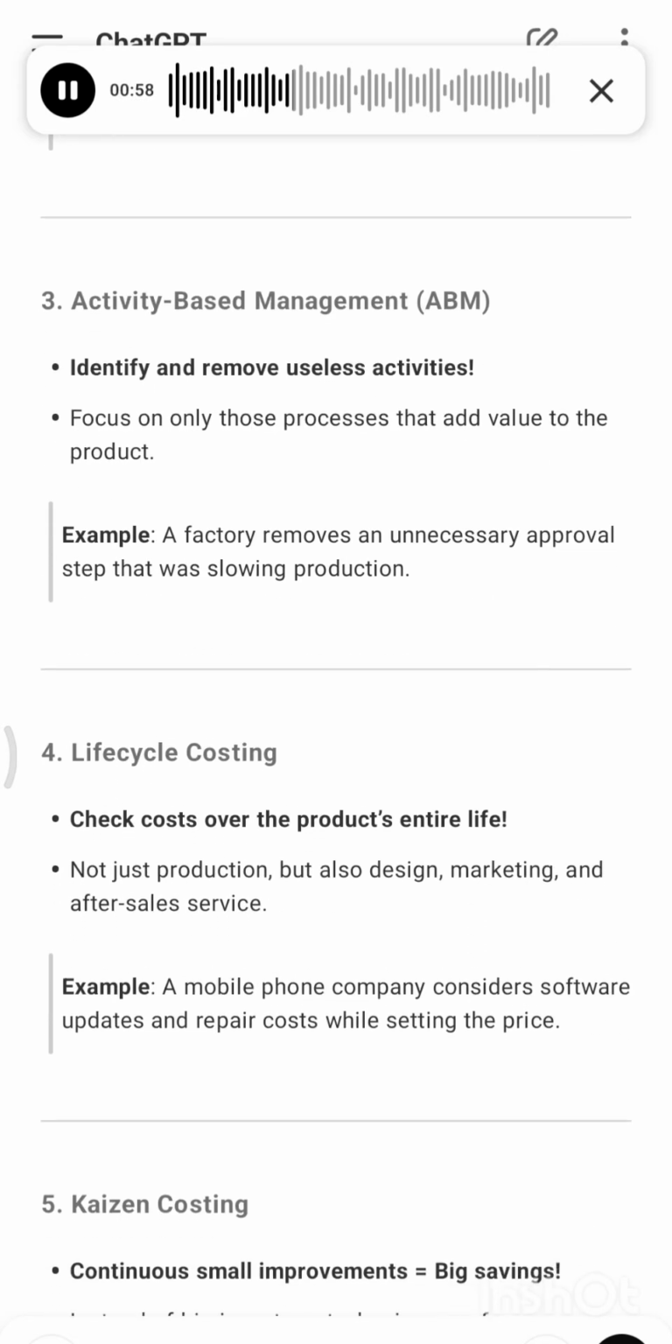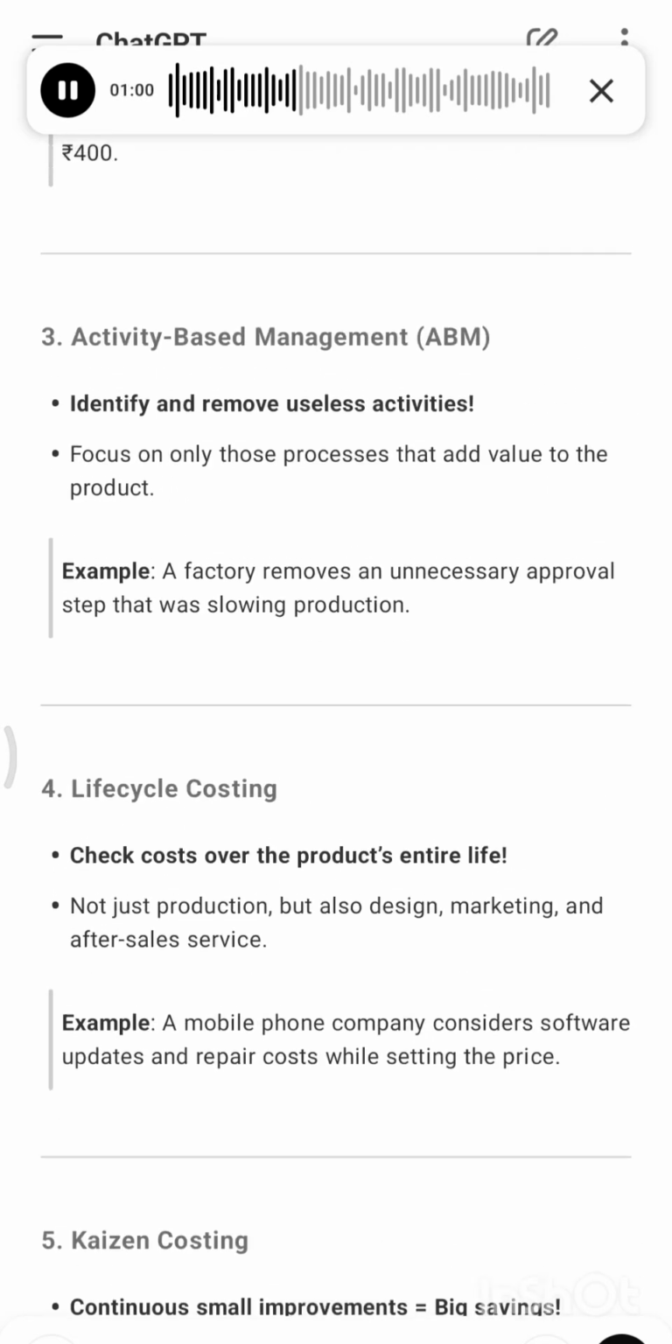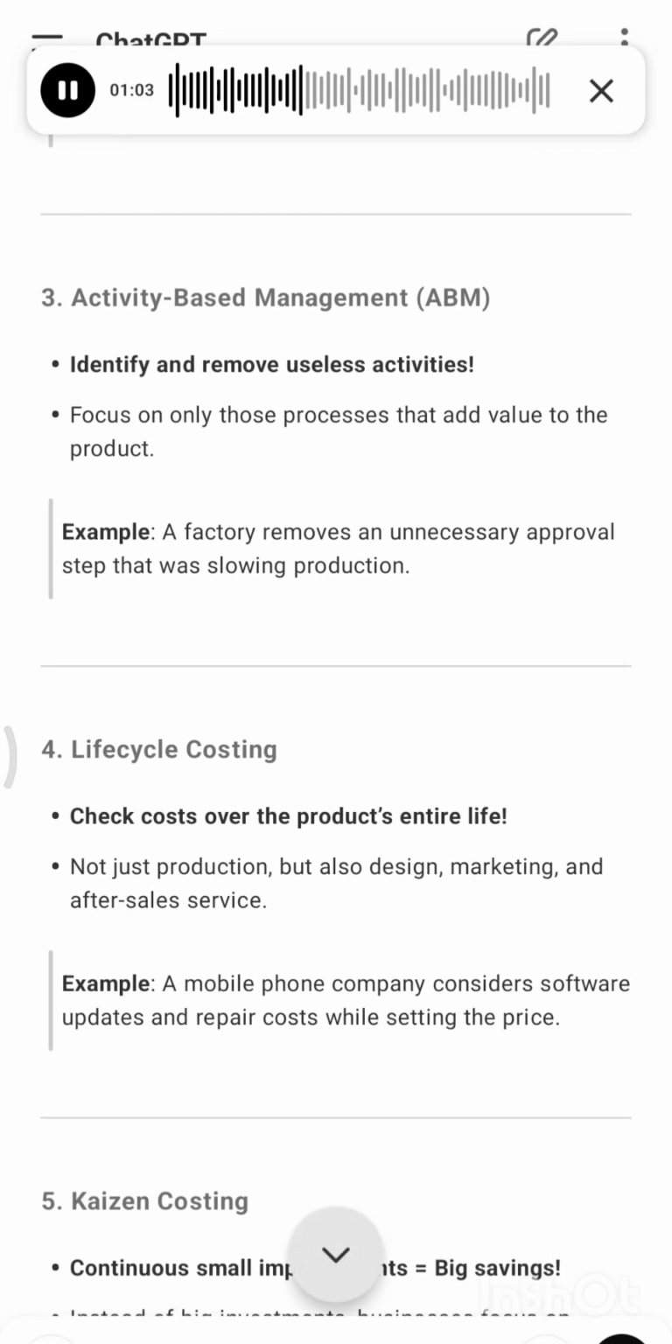4. Lifecycle costing. Check costs over the product's entire life, not just production, but also design, marketing, and after-sales service. Example: a mobile phone company considers software updates and repair costs while setting the price.